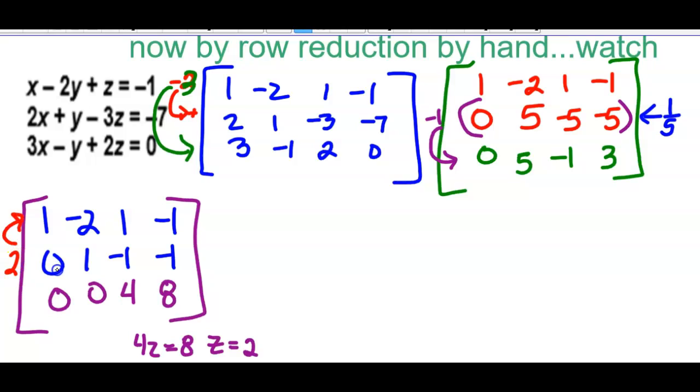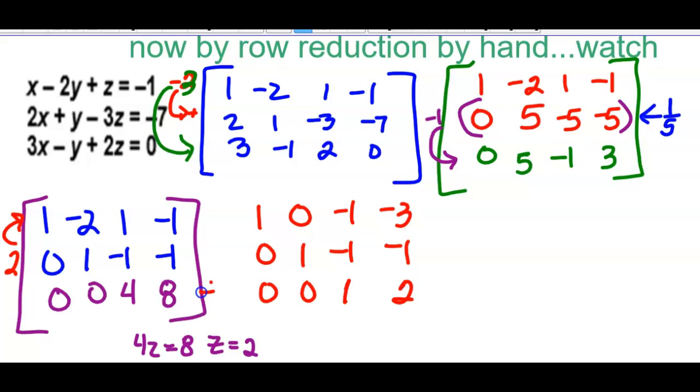So 2 times 0 is 0, added to 1 is 1. 2 times negative 1 is negative 2, added to this is 0. 2 times negative 1 is negative 2, added to 1 is negative 1. 2 times negative 2 is negative 4, added to 1 is negative 3. This next one I'm going to leave the same. And I'm going to divide by 4 down here, or multiply by 1/4. All right, then I'm almost done.